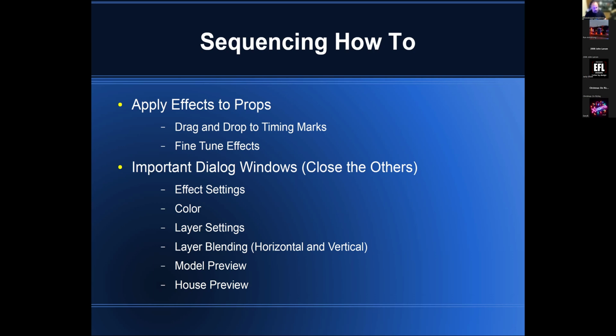These are the ones that you really need to effectively sequence. There are some, like the effect assist and the ones that help you locate effects and things like that. You just call them up as you need them. But the effect settings, the color, the layer settings, the layer blending, model preview, house preview, and all the others I close. And so I try to keep my work area pretty clean when I'm working.